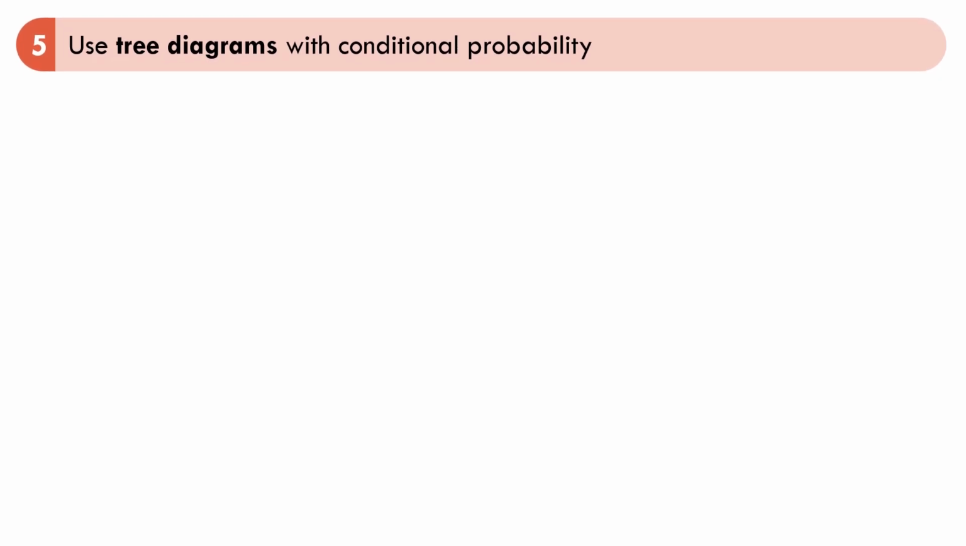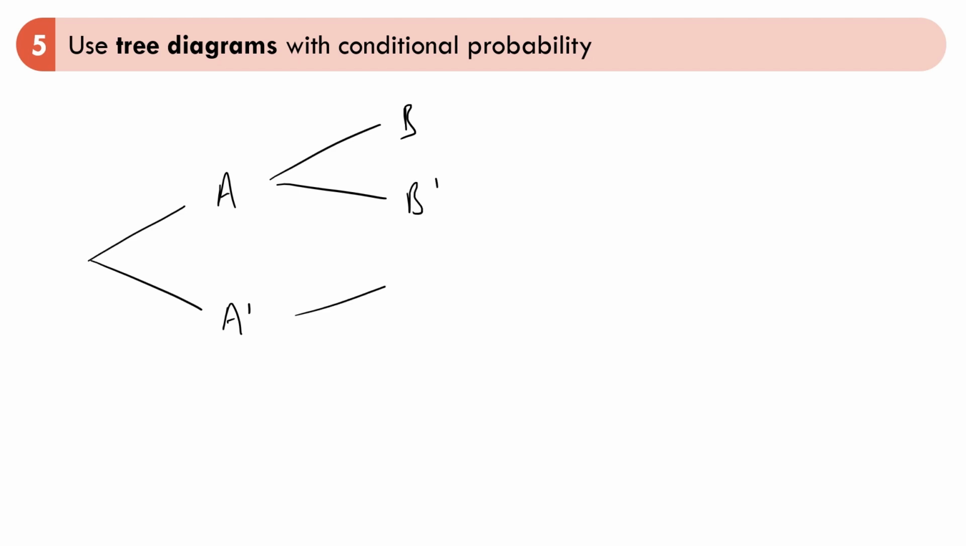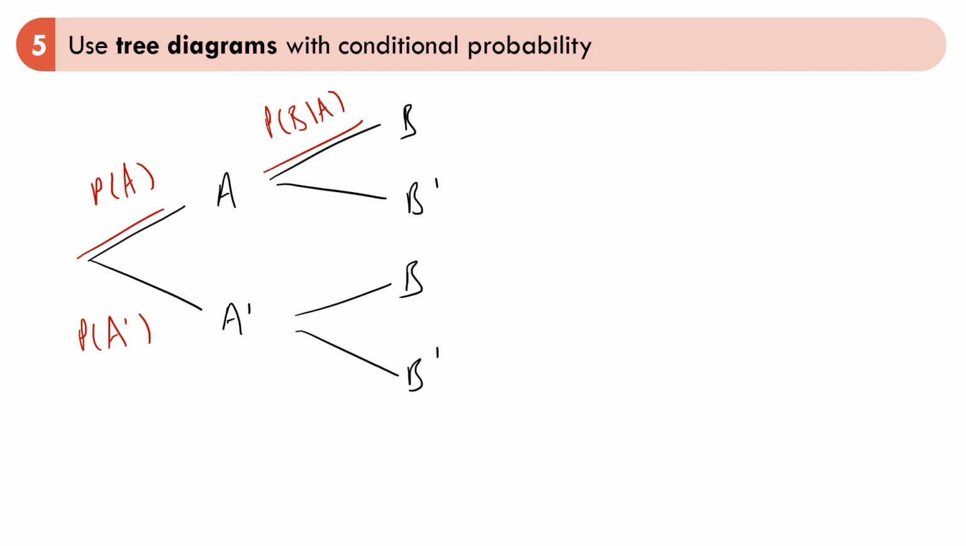And finally, looking at tree diagrams with conditional probability, let's say our first branch is A and not A, and then our next branch is B or not B. Now we can see that this probability here is the probability of A happening, and this here is the probability of A dash happening, and this probability here is B happening given that A has happened, following the branch across, and here is the probability that B dash has happened given that A has happened.